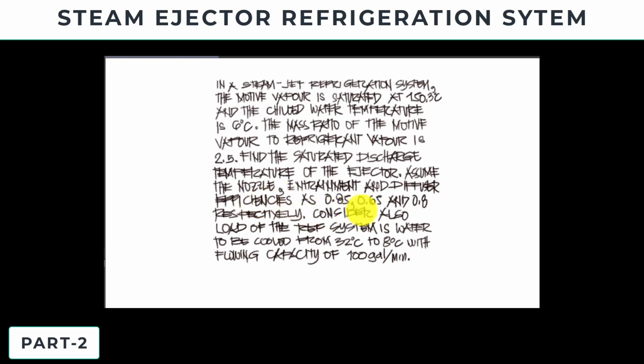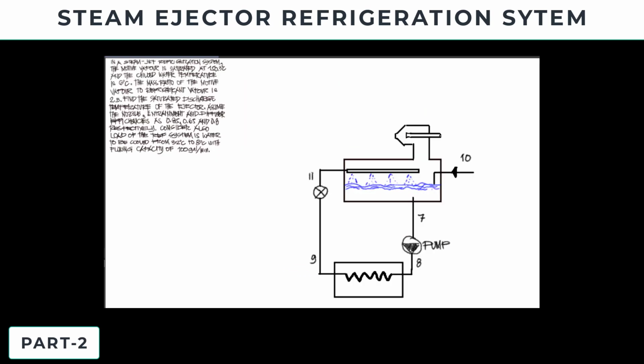Let us also consider a load of the refrigeration system, which is water to be cooled from 32 degrees Celsius to 8 degrees Celsius, with a flow capacity of 100 GPM. I bring down here the simple schematic diagram so that we can solve initially, rather than putting the whole cycle, by focusing only on the refrigeration itself.